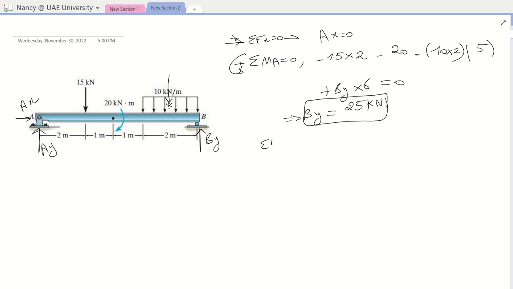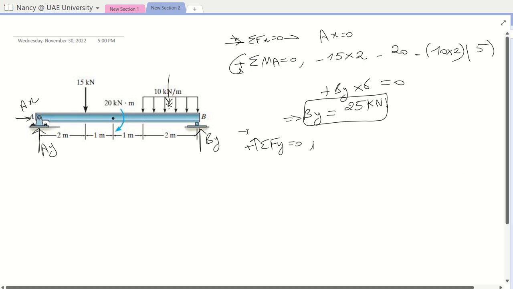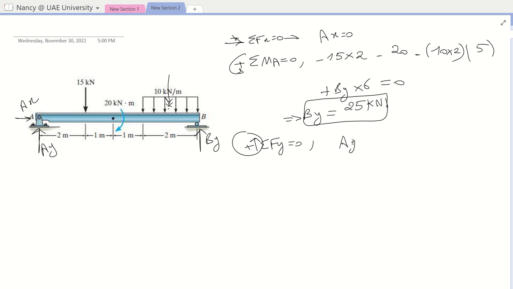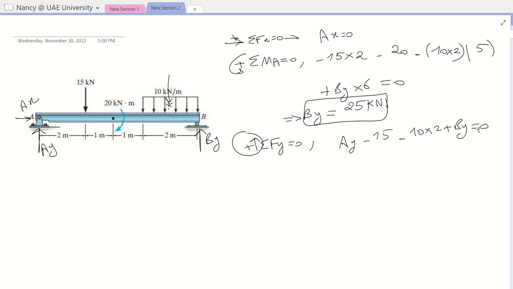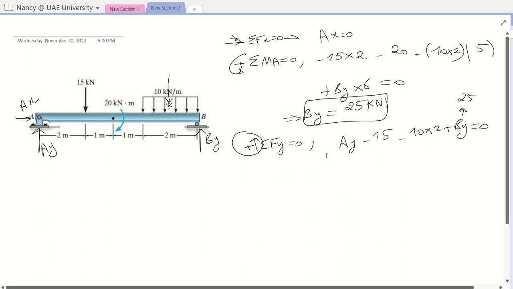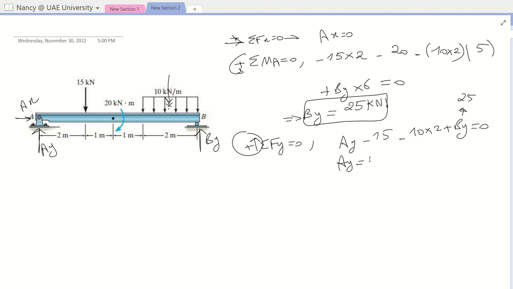If we do now summation of forces about Y equal to 0, this is my positive sign convention. Please, in the exam, you need to show your positive sign convention, otherwise you will lose grade. So here we have AY minus 15, minus 10 times 2, and plus By equals 0. By is already found as 25. So in this case, AY will be equal to 10 kilonewton.